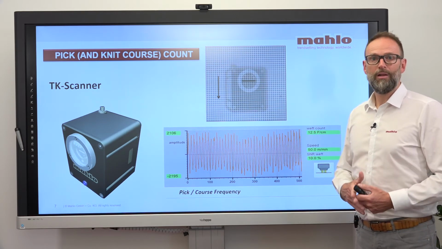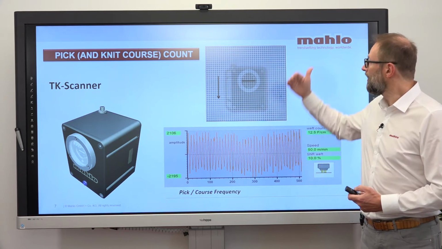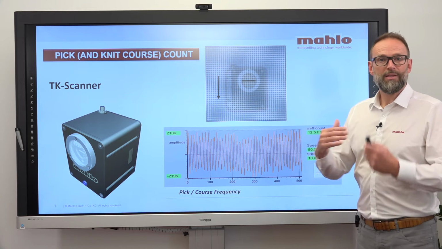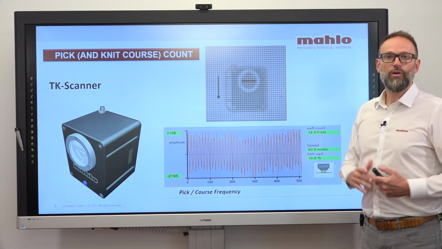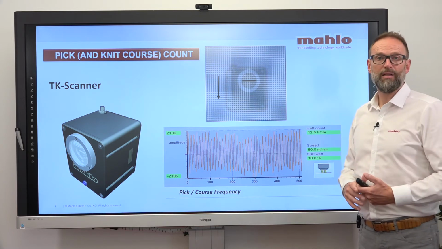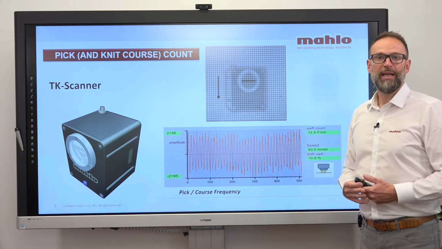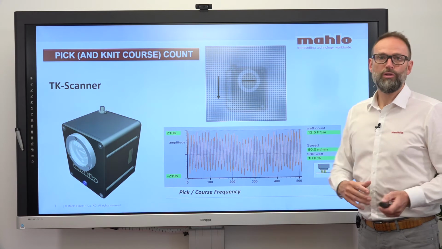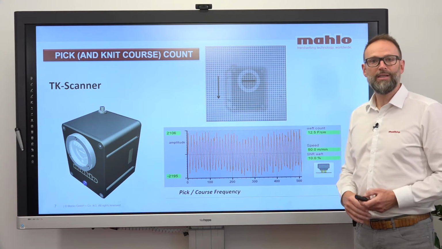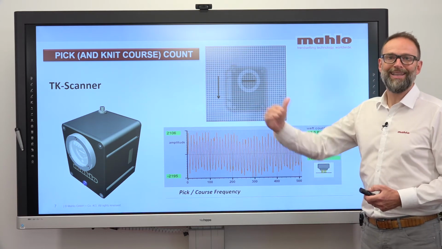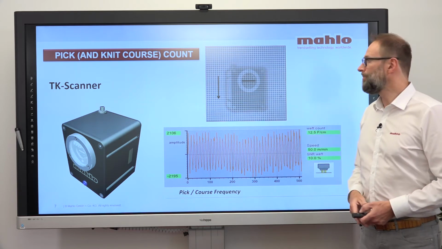It's a very reliable tool which is working with a light-dark modulation, and unlike with the weft straightening, this sensor is not swiveling 8 times a second, it's standing still and it's adjusting itself according to the highest signal. So it's always looking for the best light-dark modulation and it's self-adjusting, so you don't need to care about it anymore. And as you can see down here with the frequency, it is giving you a very clear indication about the different picks or the different courses all the time.